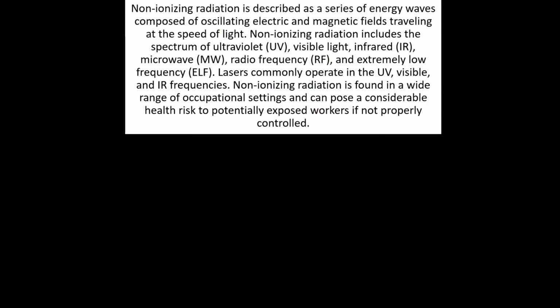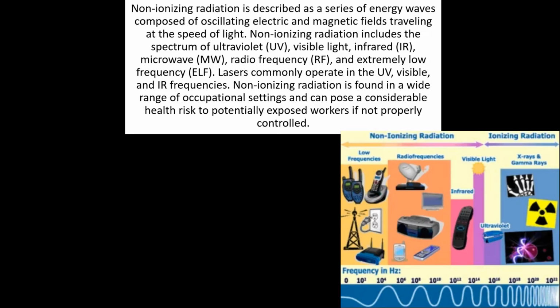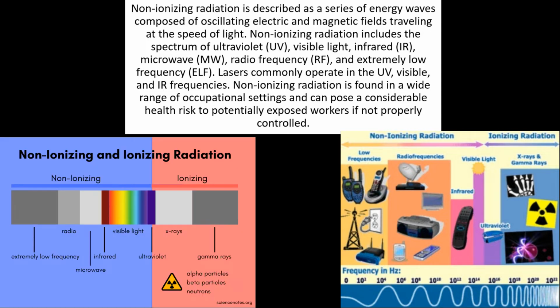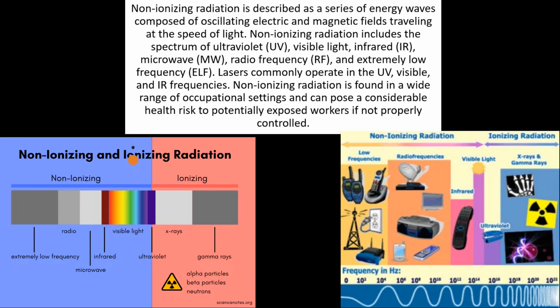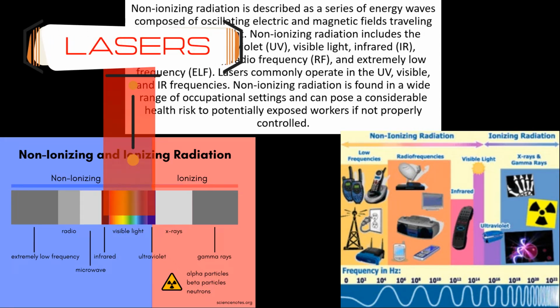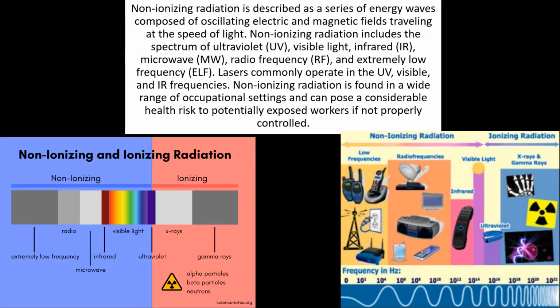Non-ionizing radiation is described as a series of energy waves composed of oscillating electric and magnetic fields traveling at the speed of light. Non-ionizing radiation includes ultraviolet light, visible light, infrared light, microwaves, radio frequency, and extremely low frequency. Lasers commonly operate in the UV, visible, and IR frequencies. Non-ionizing radiation is found in a wide range of occupational settings and can pose a considerable health risk to potentially exposed workers if not properly controlled.